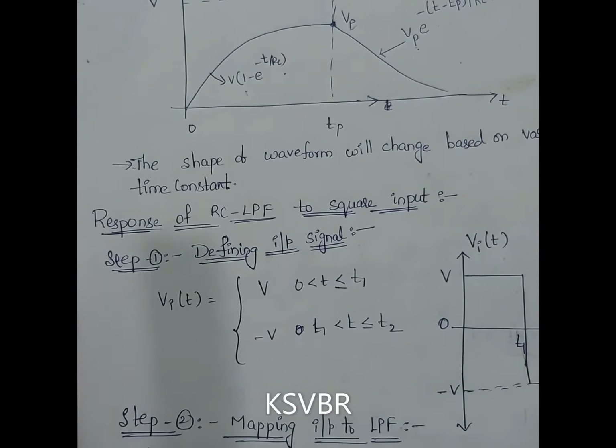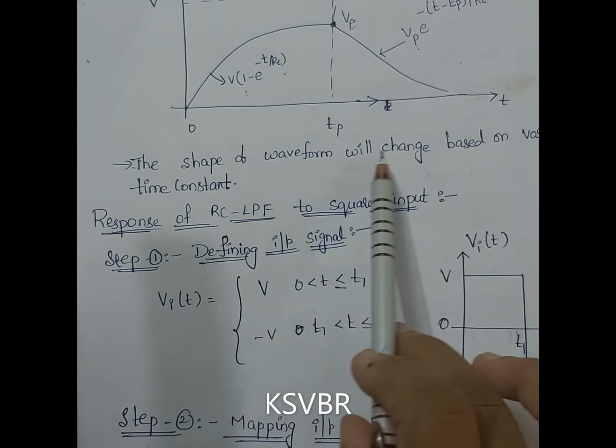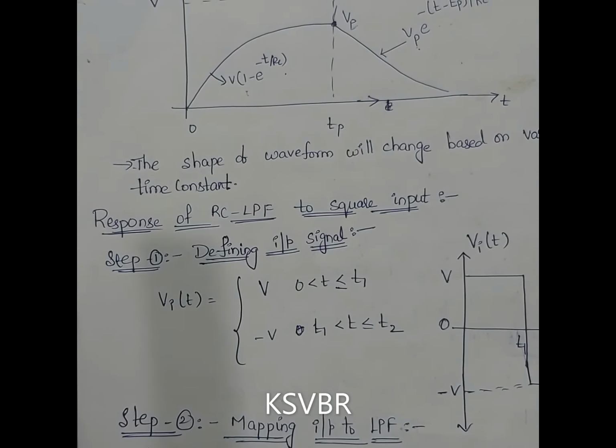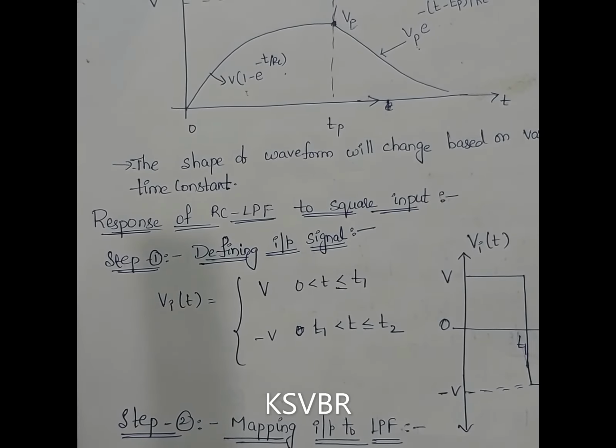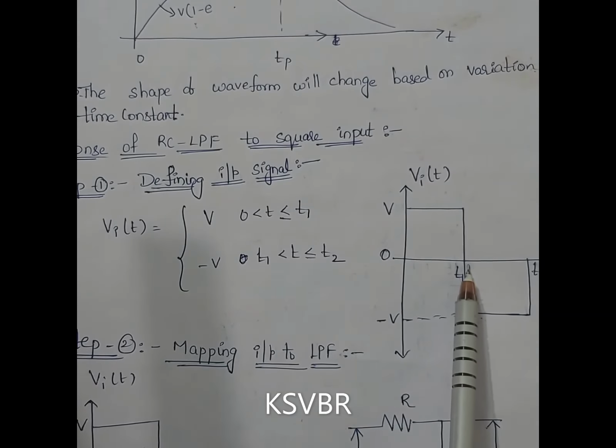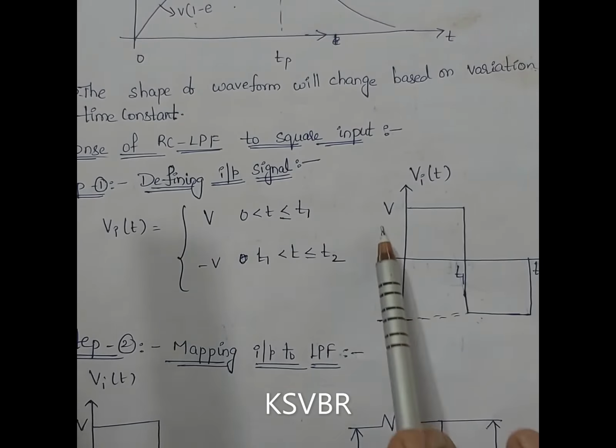Okay. And see one point here. The shape of the waveform will change based on the variation of the time constant. If the time constant is low, how does the shape alter? If the time constant is high, how does the shape of the waveform alter? And if the time constant is moderate, how does the shape alter? That we can clearly see in the response of an RC low pass filter to a square input. So what is a square signal? A square is nothing but a combination of one positive pulse and one negative pulse. So that comes under square input. We'll discuss it in square input.